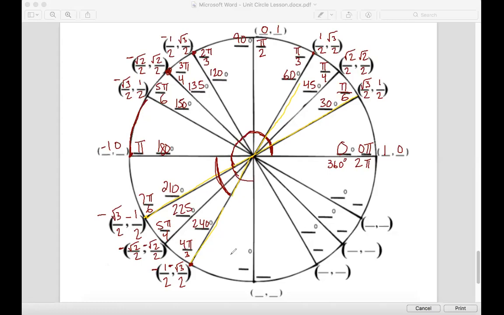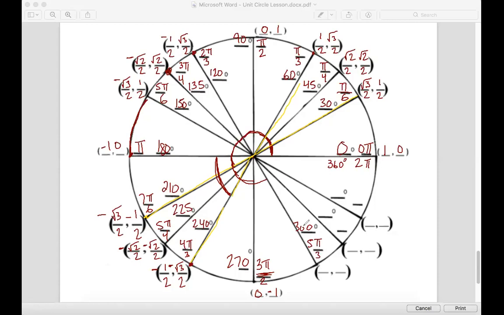We're due south at 270 degrees, which is 3 pi over 2. And as far as coordinates, that would be 0, -1. Let's swing another 30 degrees. So we're 270, now we're at 300 degrees. 300 degrees is 5 pi over 3.